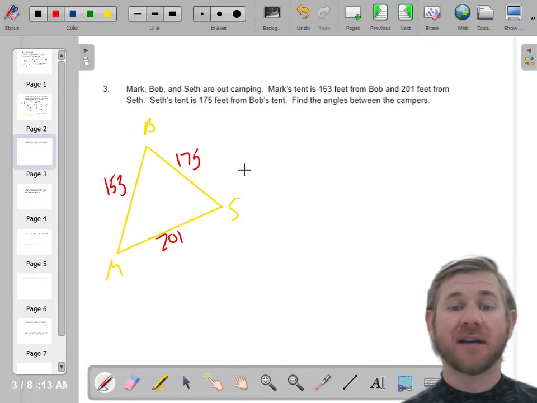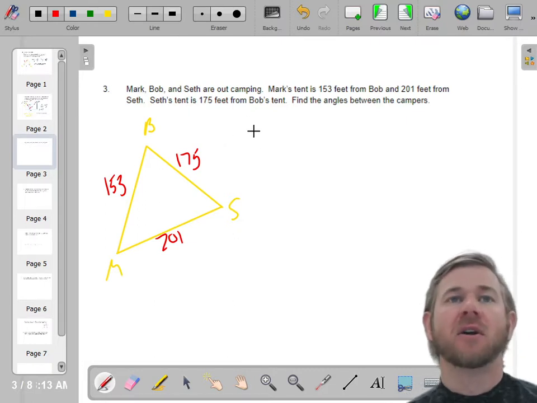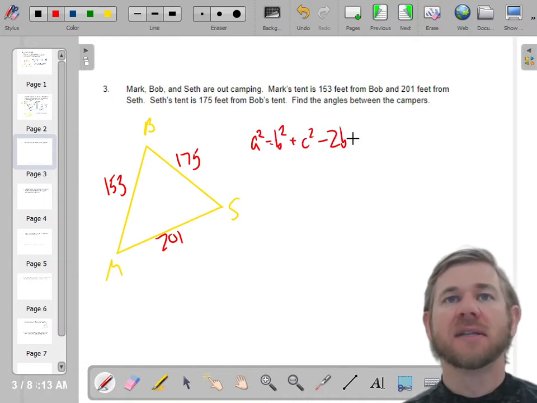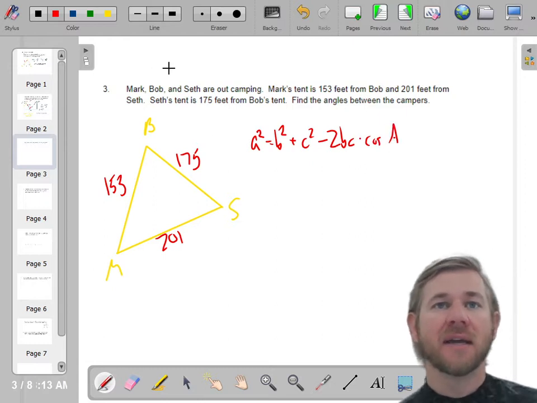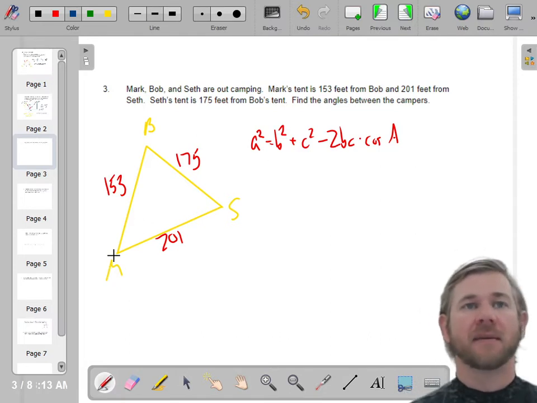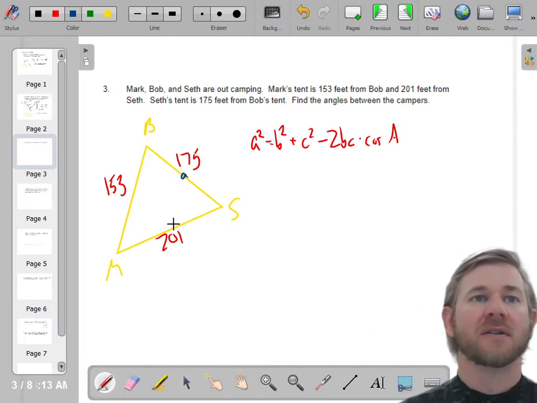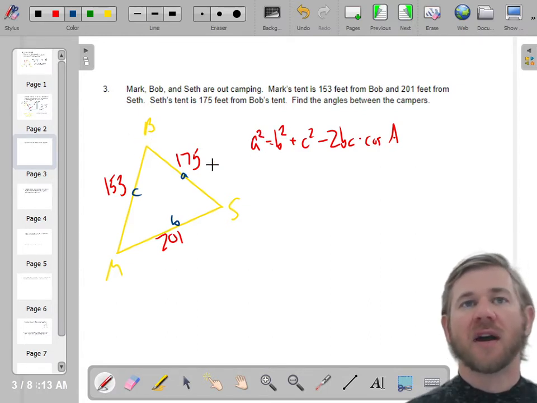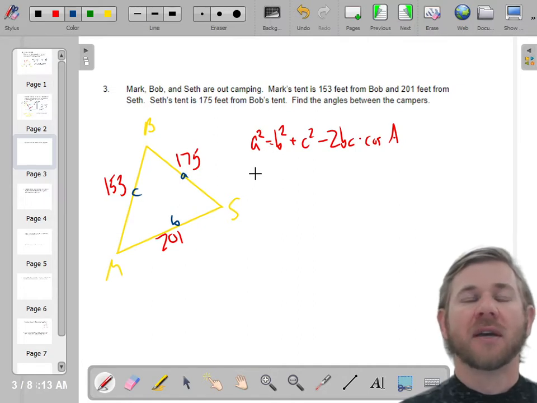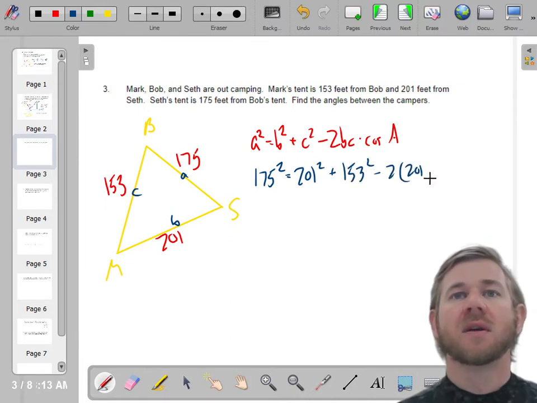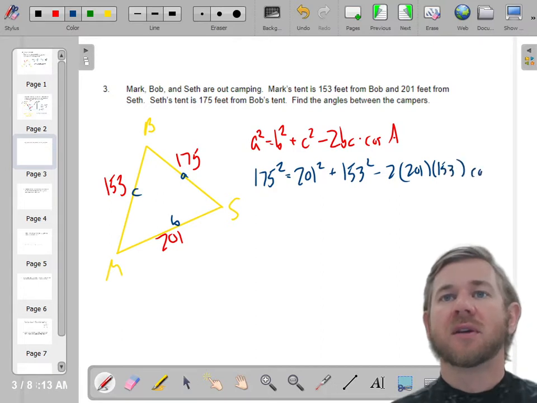So I need the law of cosines, which, let me remind you of the law of cosines. A squared is b squared plus c squared minus 2bc times the cosine of angle A. It's the same thing, you're just going to switch the letters. So I'll call this A, I'll call this B, and I'll call this C. Just if it helps you see it. So if I want to find angle A, I'm going to use this formula, and I will say 175 squared equals 201 squared plus 153 squared minus 2 times 201 times 153 times the cosine of angle A.